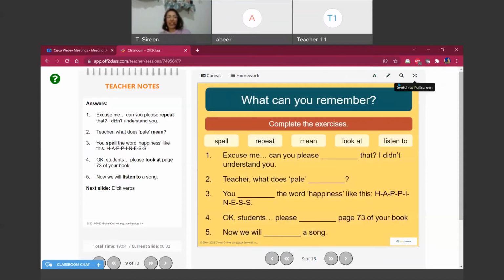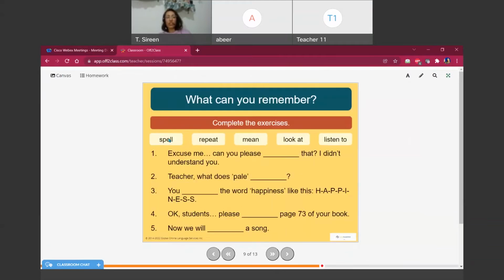Okay. Let's complete this exercise. So we've got here, for example, spell, repeat, mean, look at, and listen to. Let's try to put each word in the right place. Come on. I want you to read and tell me what's the word that we're going to apply.